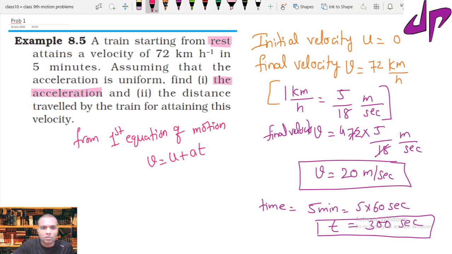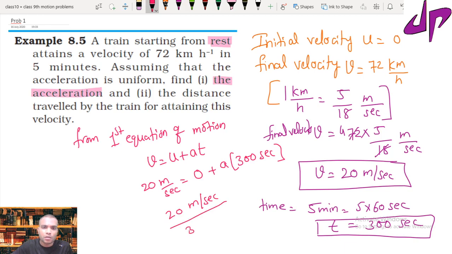So the final velocity v equal to 20 meter per second, initial velocity is 0, and acceleration is what we need to find, and time is given, 300 seconds. Now you can bring this value to the denominator. So 20 meter per second upon 300 second, which equal to a.